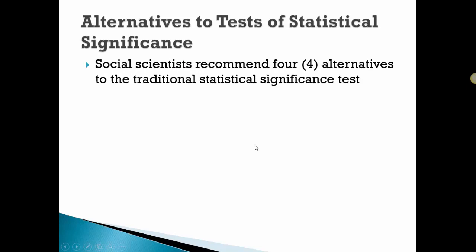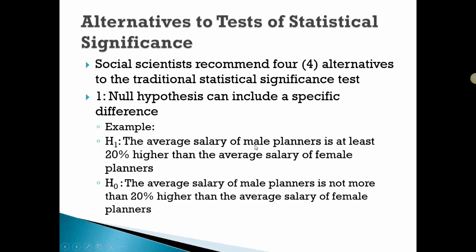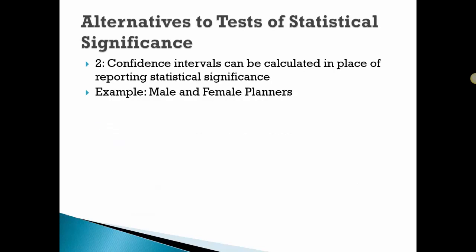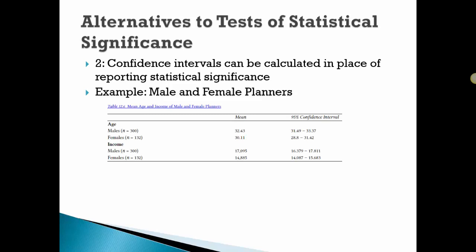So there are some alternatives to traditional statistics significance tests. The null can include a specific difference. For instance, we could say the average salary of the male planners is at least 20% higher. We can also use a confidence interval in place of reporting significance. The nice thing about this is it gives you a range of reasonable values for the mean. So if we look at the male and female planners, remember before we had a significant difference in the t-test, the confidence intervals show us that for males it's going from 31.49 up to 33.37. Notice the female confidence interval is below, it doesn't extend above the minimum for the male confidence interval, which supports our decision to reject the null.